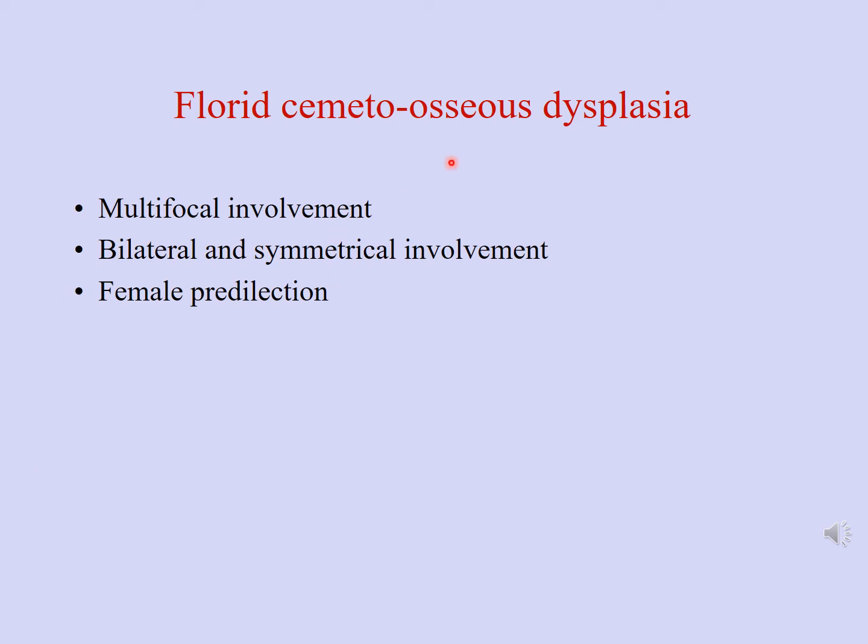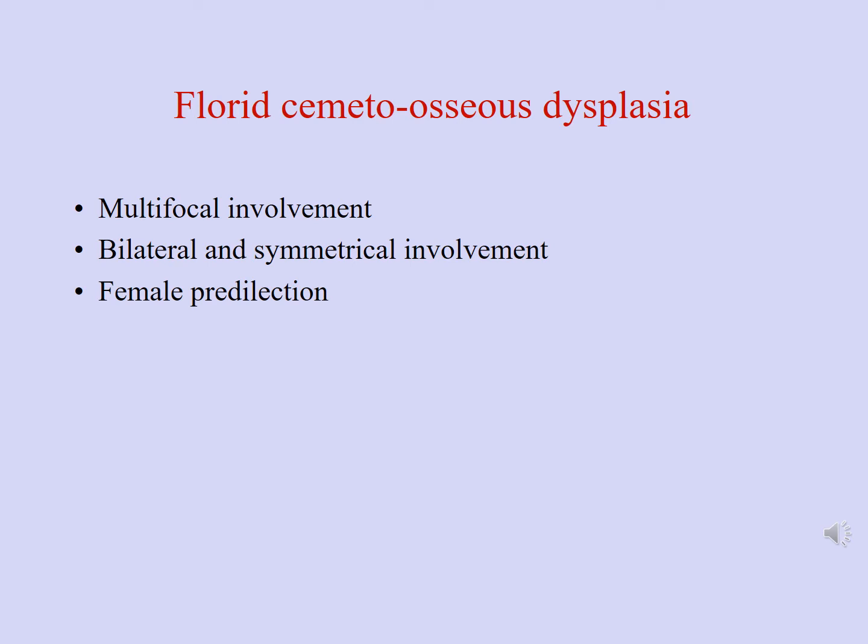Right, so let's look at the next one, which is florid cementoosseous dysplasia. When we use the word florid, it means multifocal involvement. What is meant by multifocal? Multifocal means more than one. So usually they are bilaterally present and symmetrical involvement is seen. And again, the lesions are very similar to the previously described periapical cementoosseous dysplasia. Female predilection is seen, right?